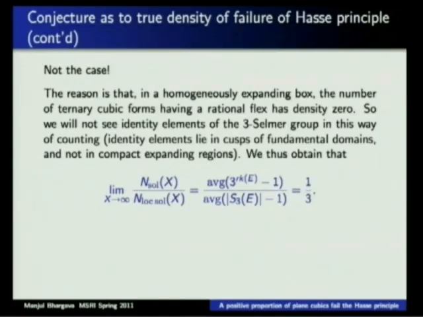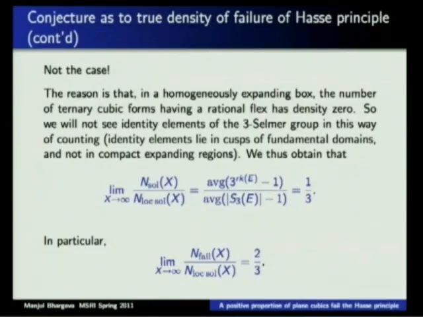Okay, so if you look among all 3-Selmer elements, you have 1/2 probability of having a rational point. But among ternary cubic forms in a homogeneously expanding box, the chance that you have a point if you're locally soluble is only 1/3. Which means that we expect N_fail over N_locally soluble to be 2/3. And that is, the chance that you fail the Hasse principle is actually higher when you're counting ternary cubic forms in a box. So the chance of failing the Hasse principle is very high.